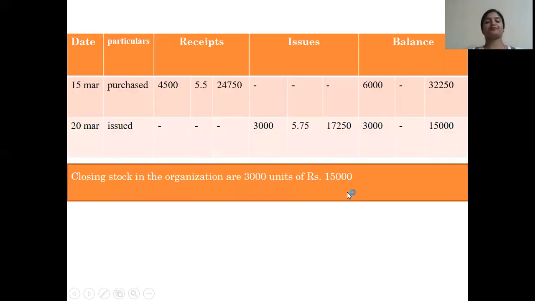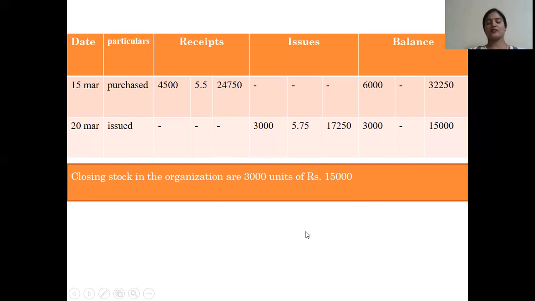Look here now. 5.75, that is on 20th March, we have got the cost per unit. So 6,000 minus 3,000, you get the balance as 3,000. Now 32,250 minus 17,250, you will get 15,000. This is how it needs to be prepared. But it is very simple. Even without preparing the working note, you can prepare it, but with the working note, you will not get confused. Now, closing stock in the organization is 3,000 units of rupees 15,000. This is what is left over.